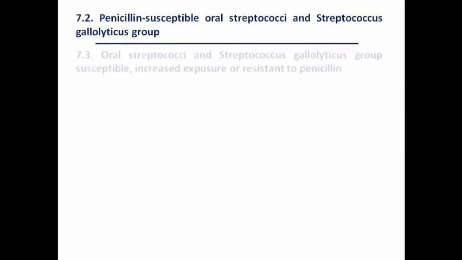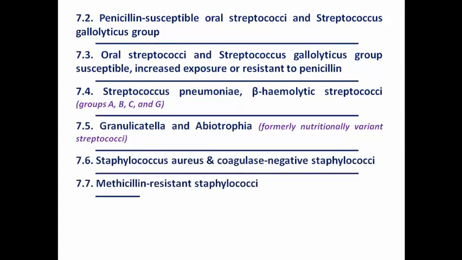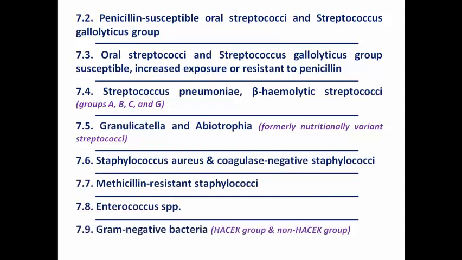Then in the full text of the guidelines, you will find the specific antibiotic regimen for each type of organism. For the oral streptococci, whether they are penicillin resistant or sensitive. For Streptococcus pneumoniae. For Staph aureus, coagulase-negative staphylococci. For MRSA, enterococci. For the gram-negative bacteria, either HACEK or non-HACEK.